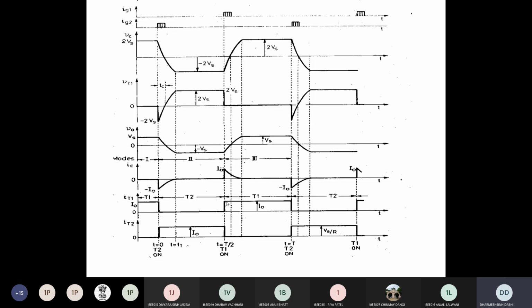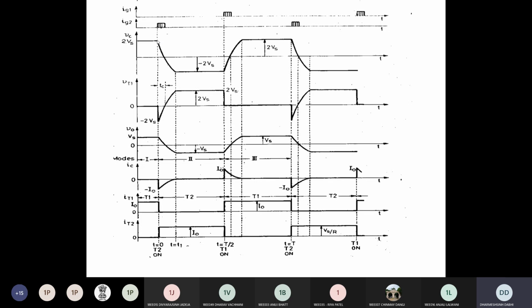As you turn on T1, current starts flowing through T1 from this instant until you fire T2 at the next instant, at t equal to t. At the same time, current flowing in T2 is 0 because it is turned off by this capacitor. Clear? So this thyristor continues conducting up to the instant t, and then you fire T2 again. So this cycle is repeated continuously.